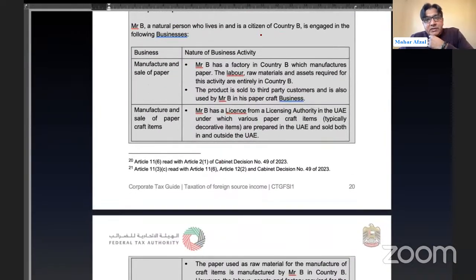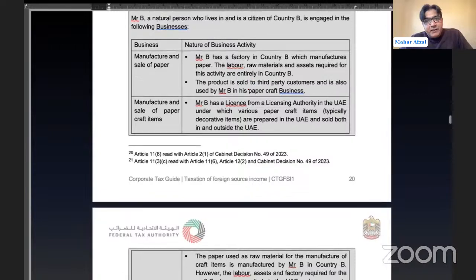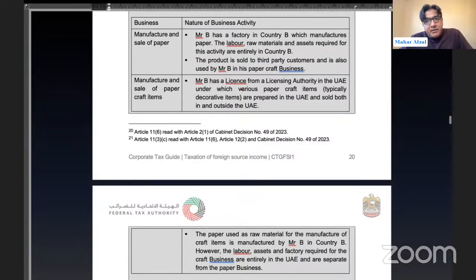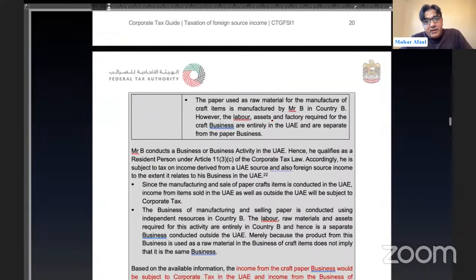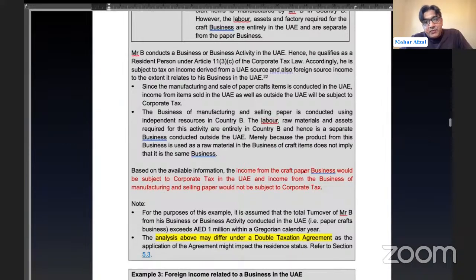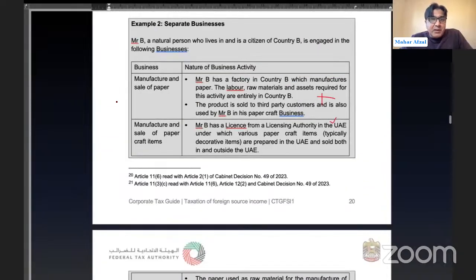A natural person who lives in country B is engaged in the following business: manufacturing and sale of paper. Factory in country B, sale of paper, license from a licensing authority in the UAE. This is country B, out of the UAE. This is in the UAE. We need to check what the total income from the UAE is. Then income from the paper business in the UAE would be subject to tax. Income from manufacturing and selling paper out of the UAE will not be subject to tax in the UAE. This is in the UAE, it will be subject to tax in the UAE.